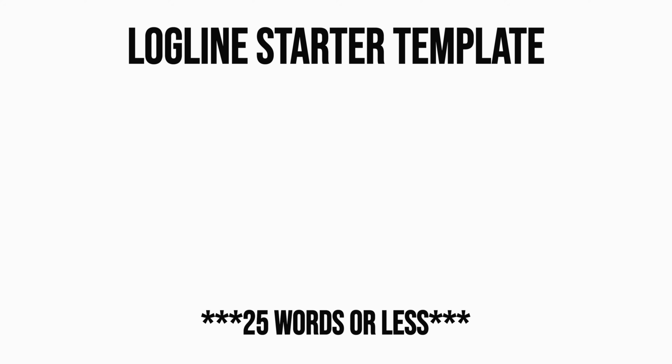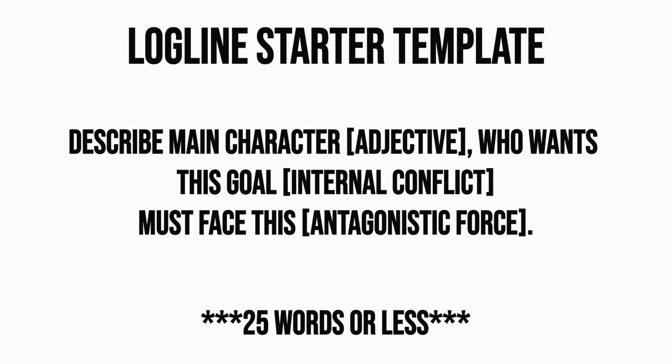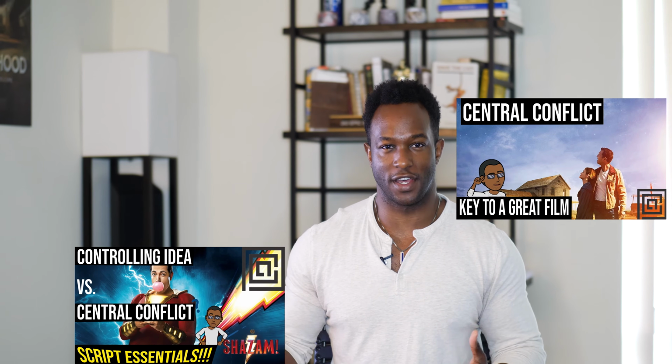Now, the next part of your logline has got to be the biggest obstacle your MC encounters. So, main character who is going through this internal conflict goes up against this antagonistic force. Or a main character who is doing this main goal or desire comes into conflict with this antagonistic force. One thing that you've got to remember is that your main character's goal should tie into his or her central conflict, which, if you don't know what a central conflict is, I've made videos on what that is, so please check it out if you haven't already.